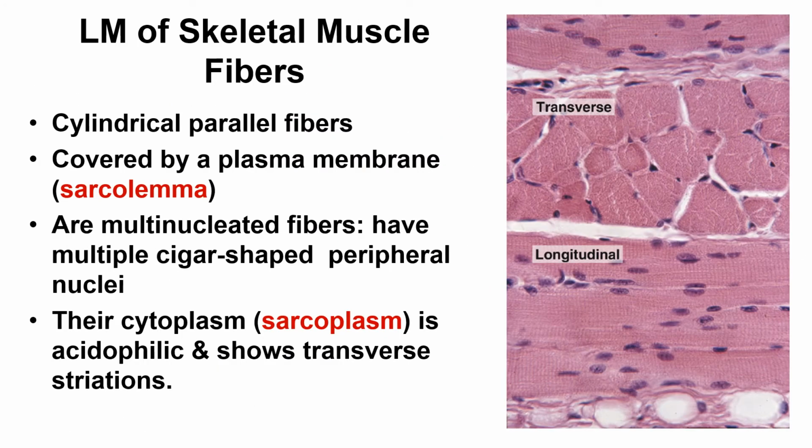In longitudinally sectioned muscle, the muscle fibers are parallel to each other. Their cytoplasm, also called sarcoplasm, is acidophilic and shows cross striation. Their nuclei are elongated and peripheral in position. In transversely cut muscle, the muscle fibers are polygonal and of varying size. Their nuclei are peripheral in position and they appear rounded.